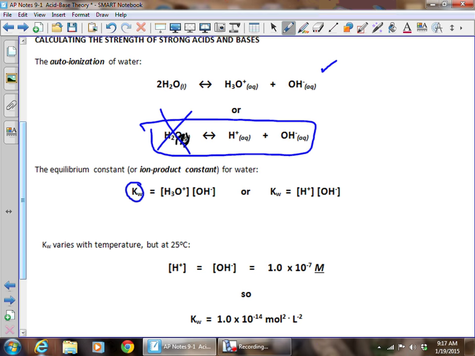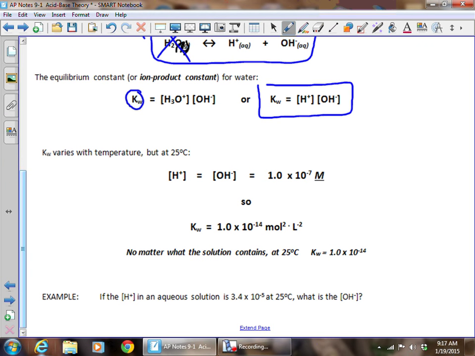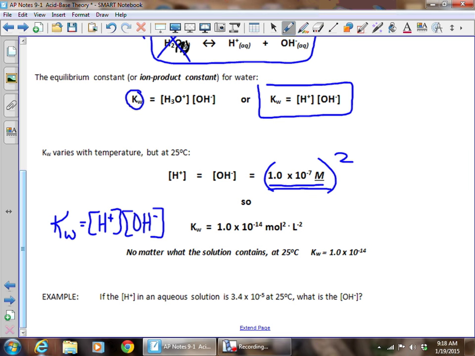So very important for us to remember this. Another thing that's very important to remember is that Kw does change with temperature, but at 25 degrees Celsius, which is pretty much how we always deal with calculations of the acidic and basic strength, both hydrogen and hydroxide are equal to 1 times 10 to the minus 7th molar. So since both of those are 1 times 10 to the minus 7th molar, then Kw, since it's the hydrogen ion concentration times the hydroxide ion concentration, is just simply going to be taking this number and squaring it, which is what we get here.